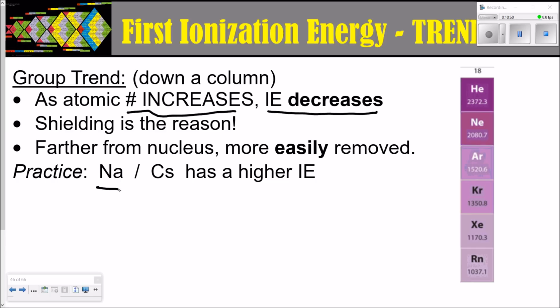So as a practice, sodium and cesium. If you look in your periodic table, we don't have a picture of it here, but sodium is higher in the group than cesium is. So sodium's electrons are going to be less likely to be removed than cesium's because cesium has so much shielding. So the higher ionization energy, the more energy that's going to be required, is going to be sodium. It takes more energy to pull an electron away from sodium because of less shielding than cesium.